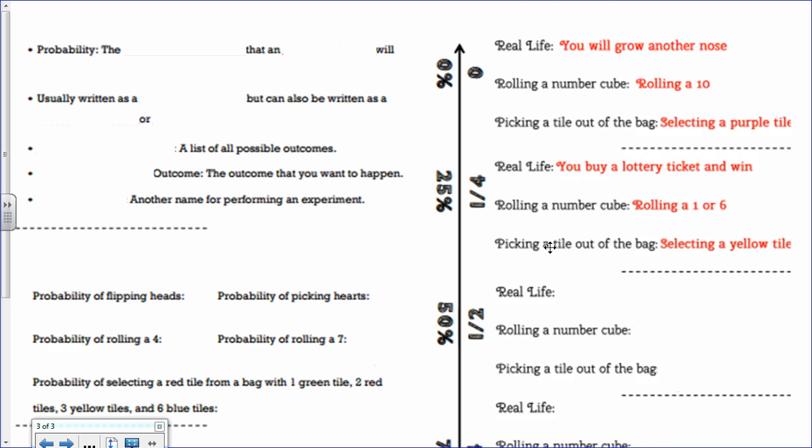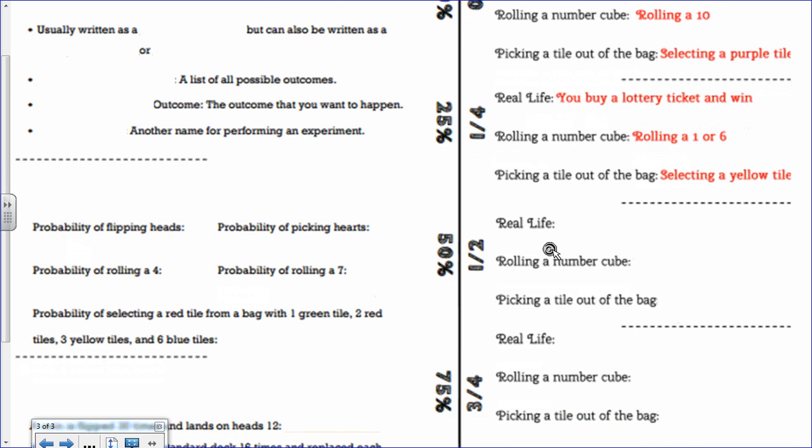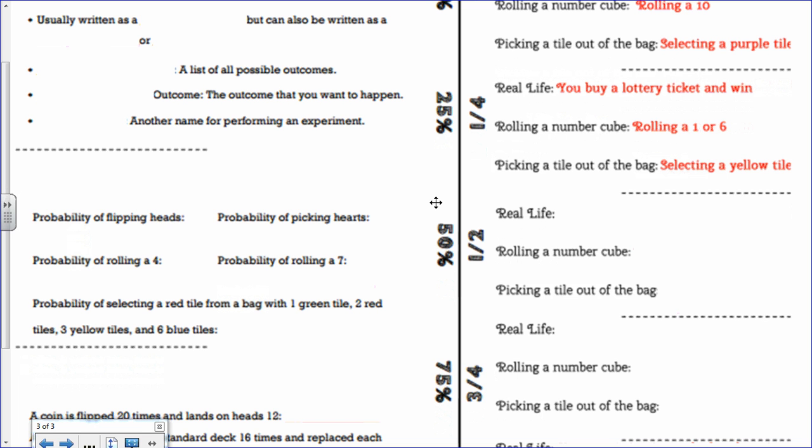The next kind of probability, and I'm not going to flip back every single time, is as likely as it's unlikely. So it has a 50-50 chance of occurring, or 1/2. So in real life, a 50-50 chance would be winning a coin toss. All coin tosses are 50-50.